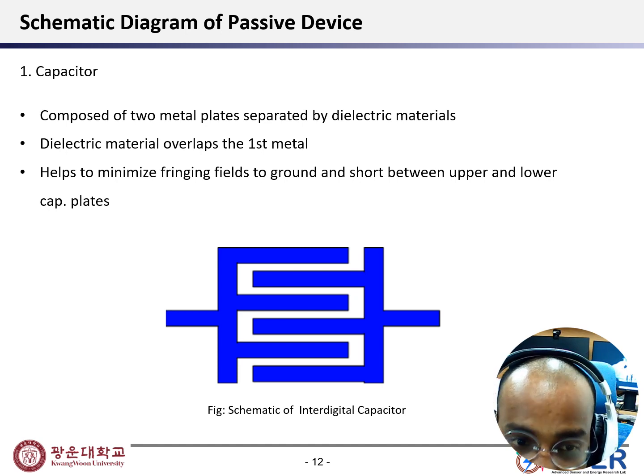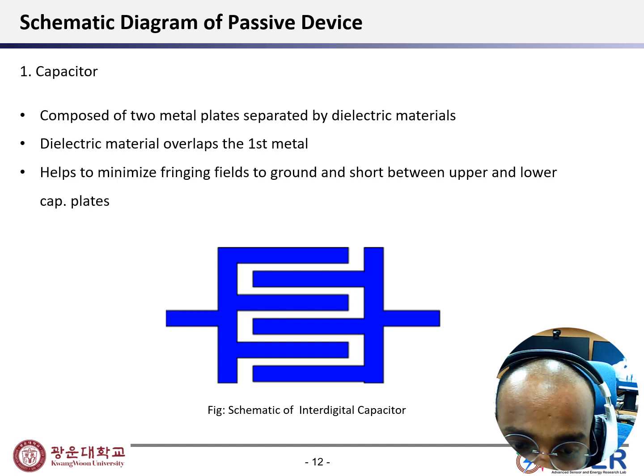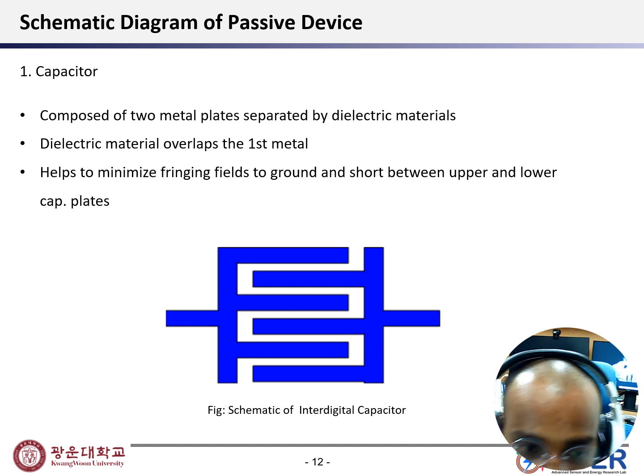While talking about passive devices, you can see the schematic diagram of the capacitor. A capacitor is generally composed of two metal plates separated by a dielectric material. When electricity passes, the dielectric material changes polarity, so there is charge flow. A capacitor is used as an electricity storage device, and we can see several plates overlapping one upon another.